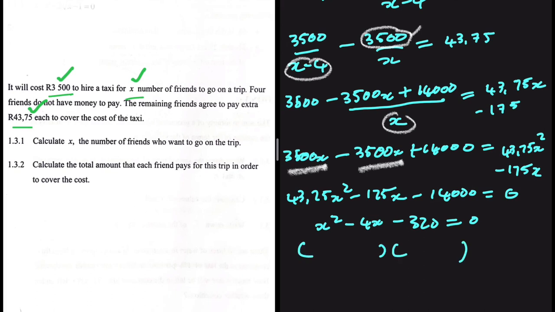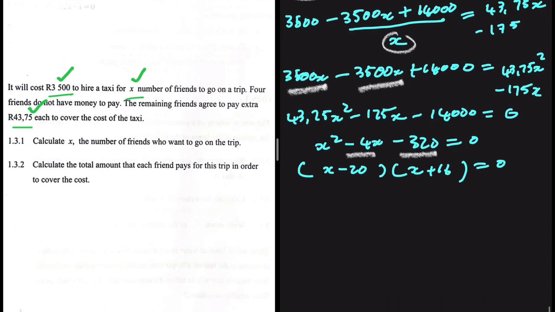How are we factorizing this? Which two numbers do we multiply and get minus 320, but when we add them, we get minus 4? That is minus 20 and plus 16. So we're going to have x minus 20, x plus 16 being equal to 0. X is equal to 20 or x is equal to minus 16. Obviously, we cannot have minus 16 people. So our answer here is x is equal to 20. 20 friends want to go on the trip.